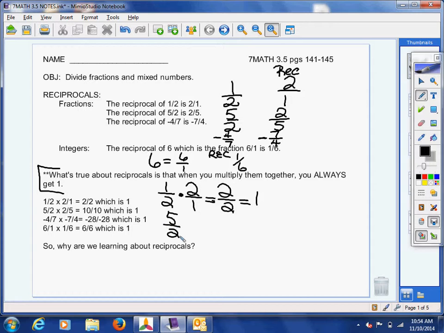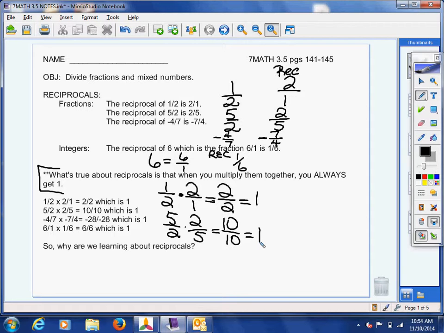5 over 2 times 2 over 5. That's 10 over 10, which is 1. So I just wanted to show you that that's always true. That is true in math: I have a number, I multiply it by its reciprocal, I don't even have to think about it. I know the answer is 1. I just know that's what I'm always going to get.